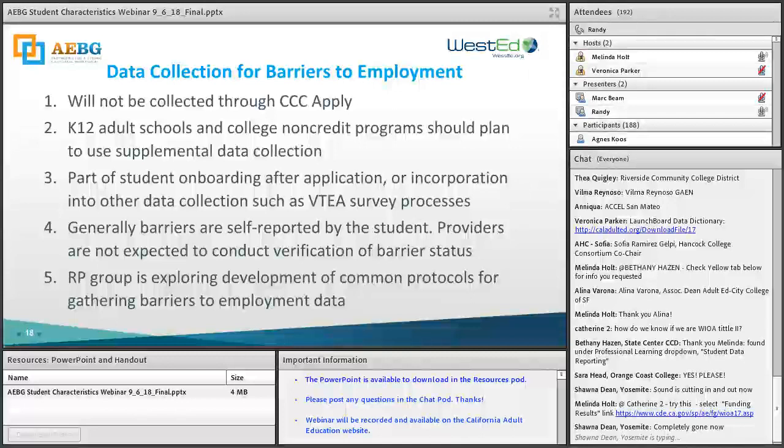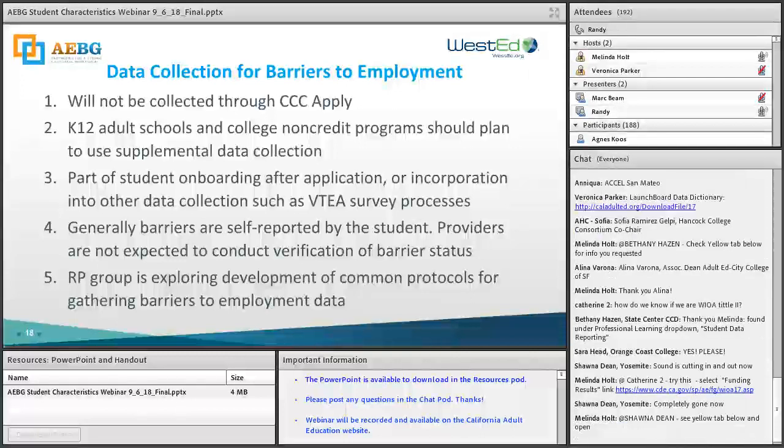Generally, the barriers to employment are self-reported by the student. There's no expectation that if someone says that they're within 2 years of exhausting TANF, that you're going to verify that with your county CalWORKs program. So you may have some verification processes related to foster youth or other populations, although very often, students in non-credit programs are not part of the formal processes for serving foster youth on college campuses in all cases.